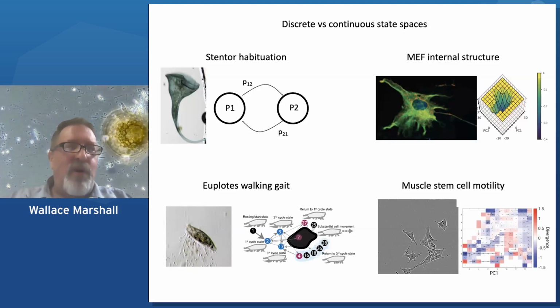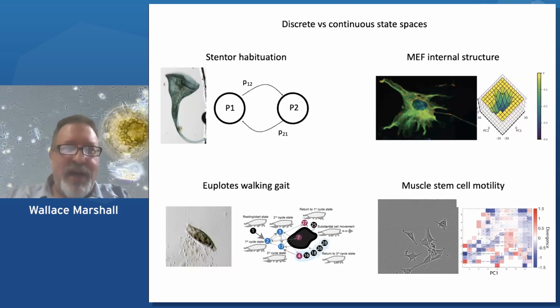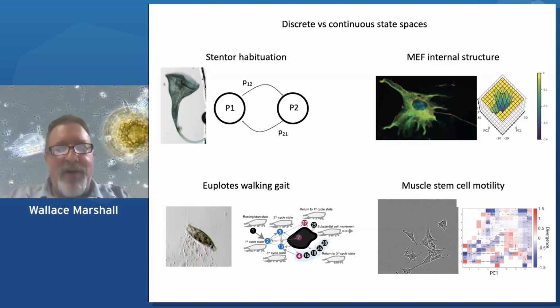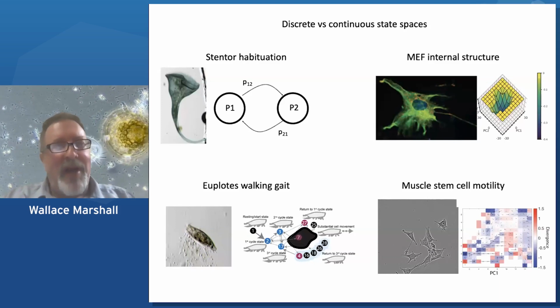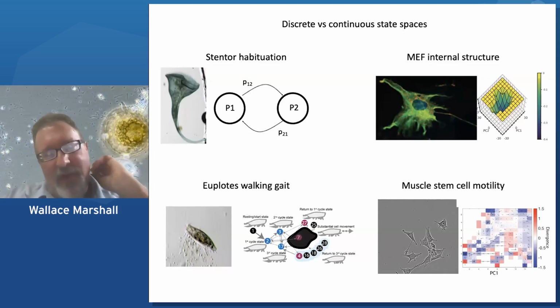So I told you about our work on the Stentor habituation, where it really does look like it's something like a two-state model, although it's probably more complex than that. So now we're trying to figure out is there a more complicated underlying space going on there.